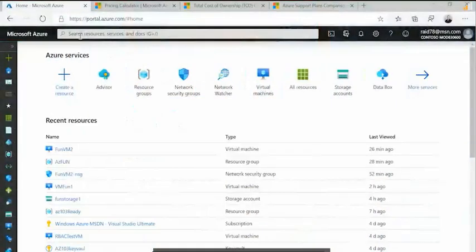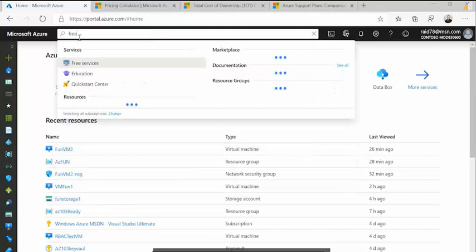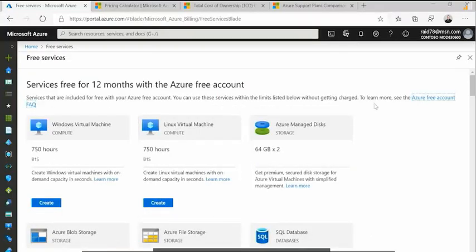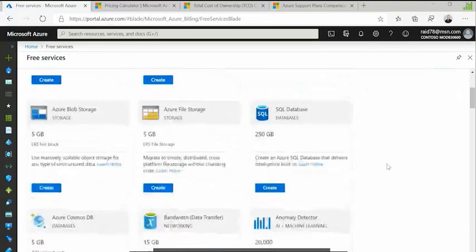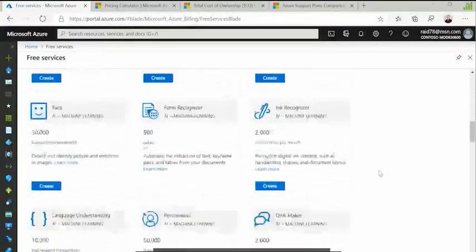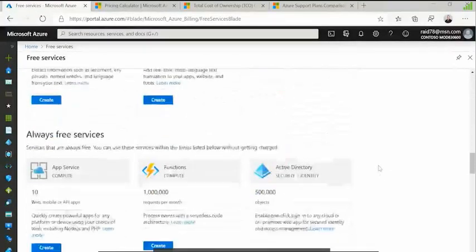In my portal, I'm just going to do a quick search for free services. I type in free and go ahead and open it up. It tells me how to get the 12-month free Azure account, and what I get for 12 months for free. But as I scroll down, I want to point out something here that's really nice.